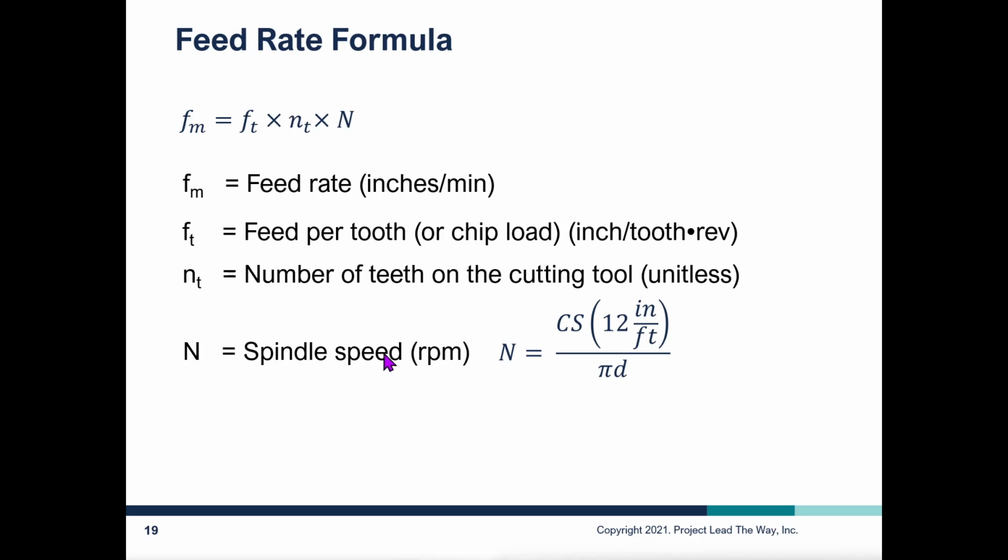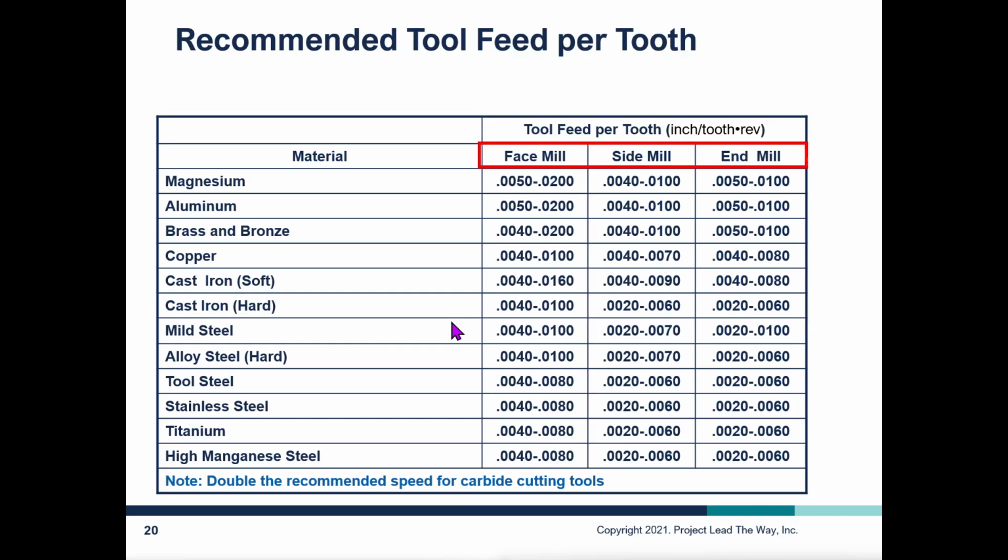We do need to know what our recommended tool feed is per tooth. So we looked that up on a chart here. Depending upon whether we're using a face mill, a side mill, or an end mill, we want to match that to the type of mill that we're using. And this, of course, is in inches per tooth times revolutions.